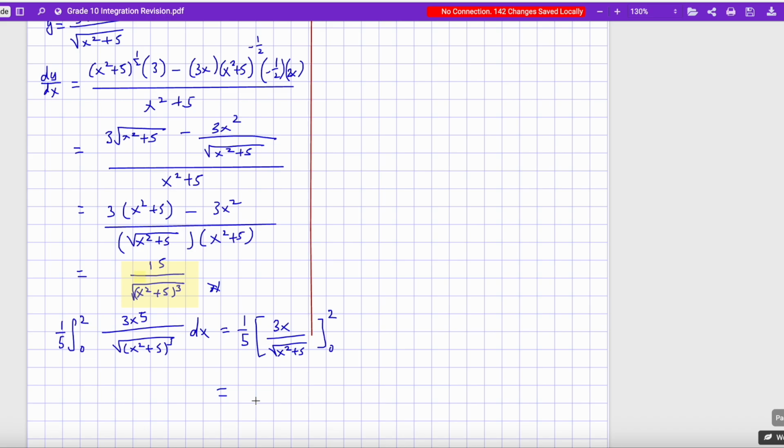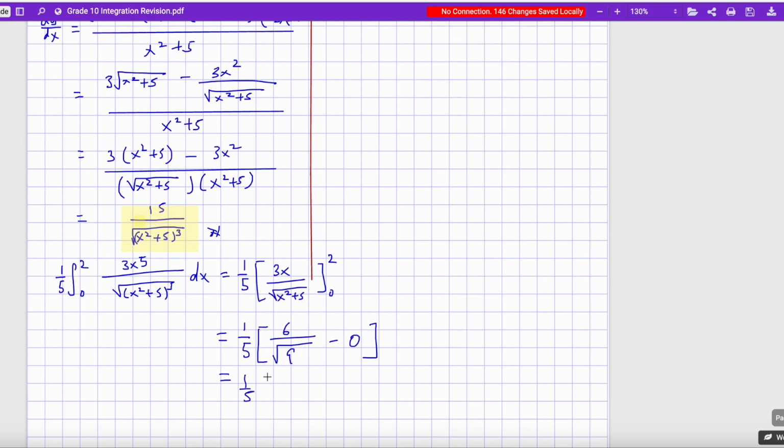At this stage, you just have to substitute the 2 and the 0 to work out the answer. Sub in 2: we have 6 over root of 9. For 0, that would be just 0. Work this out and you should have 1 over 5 of 6 over 3. So 2 over 5 will be your final answer.